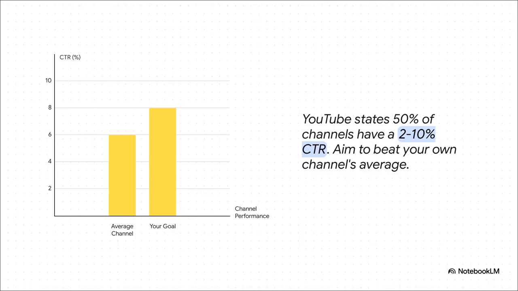So you're probably asking, okay, what's a good CTR? Well, YouTube says about half of all channels are somewhere in the 2 to 10% range. But here's the real secret. Don't worry about that. The real game, the one you should be playing, is to always try and beat your own channel's average. That's how you know you're improving and building momentum.